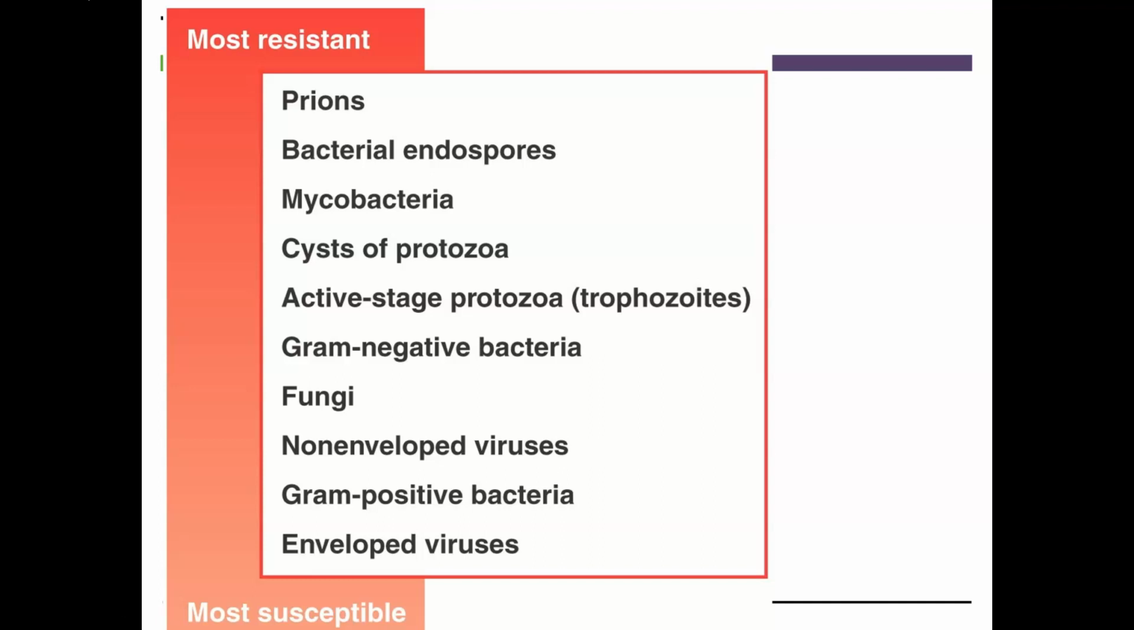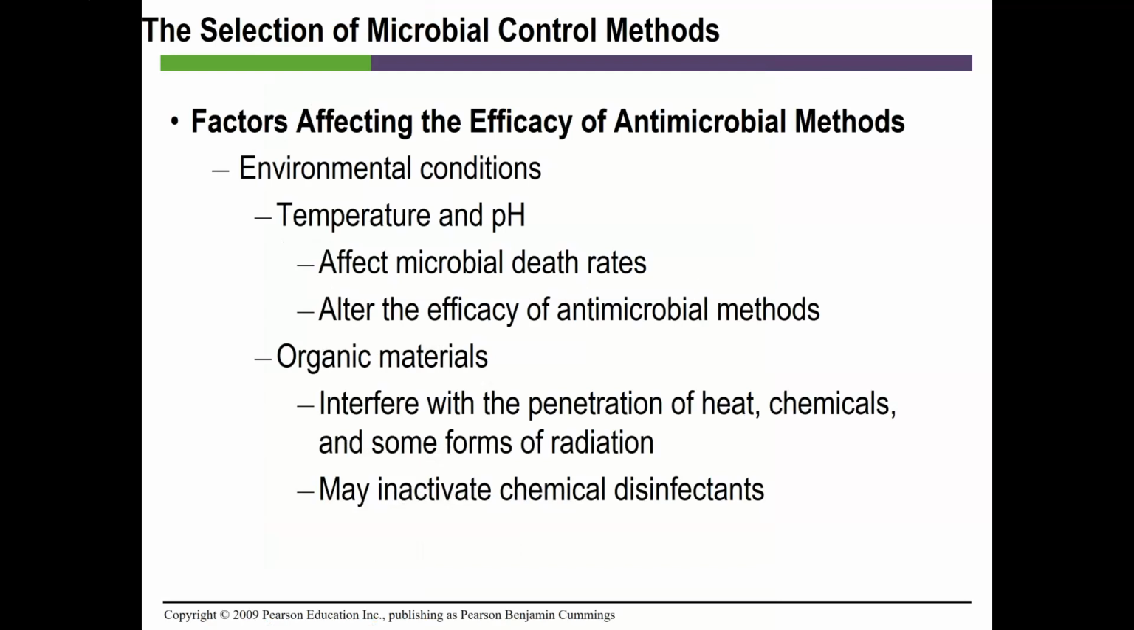There are environmental conditions that affect how well an antimicrobial agent can work. Temperature and pH are important because they will affect microbial death rates. In general, as you raise the temperature, agents become more effective, but you may reach a point of no return. If you get it too hot, you inactivate the agent itself. For pH, there may be a range where the agent is useful, and then outside that range, it becomes not useful.